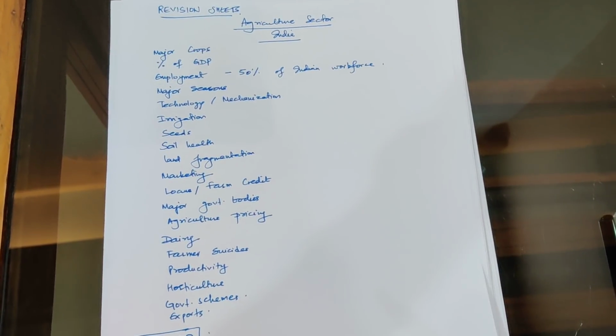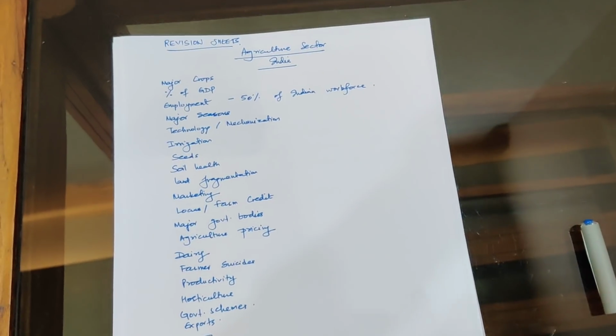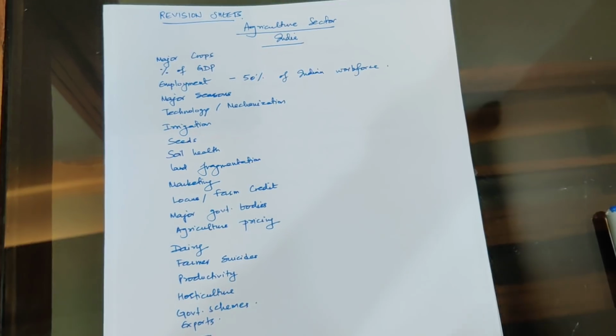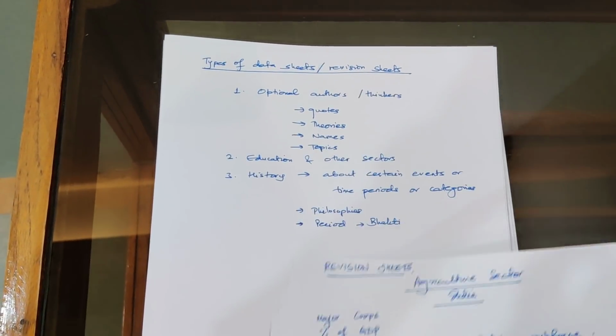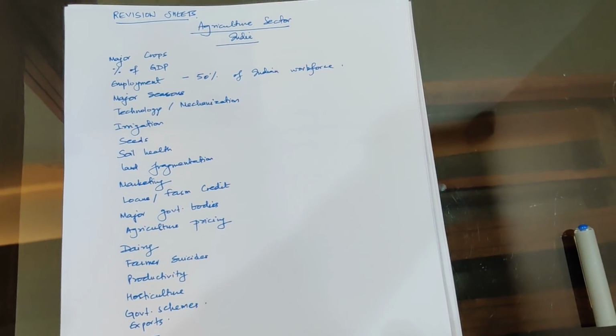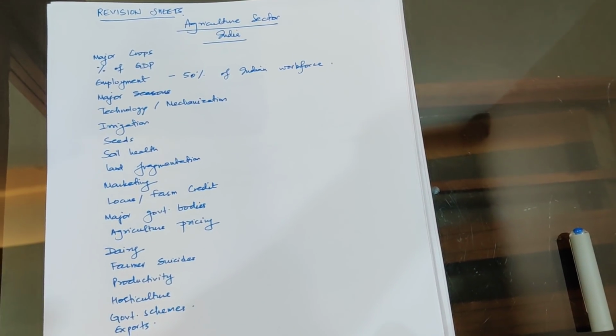You can make it for different kinds of things. Today I'm going to give you an example of one of the sectors and how I made that sheet. This is on the agriculture sector. And secondly, I'm also going to tell you what other things you can make these data sheets for, and make your preparation super easy, super effective and super efficient.